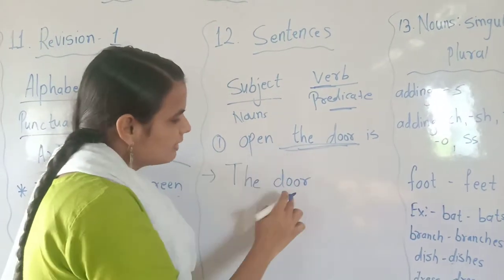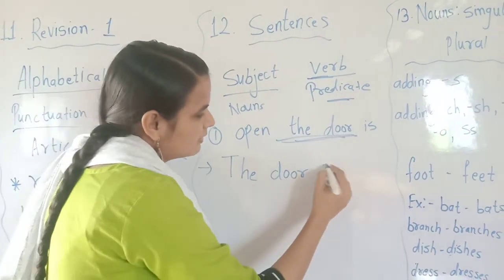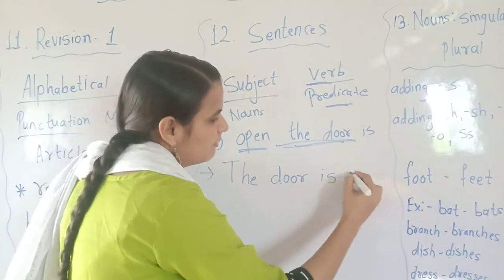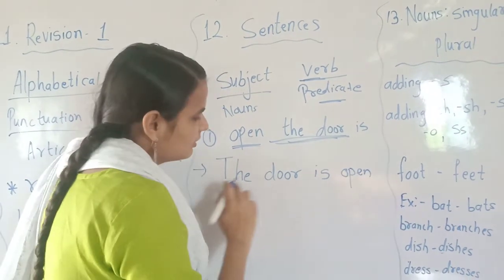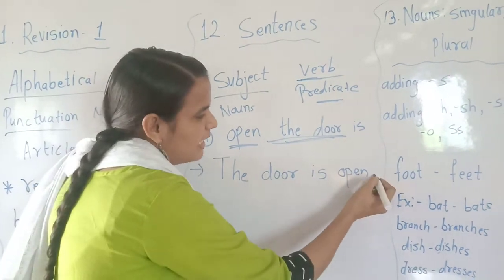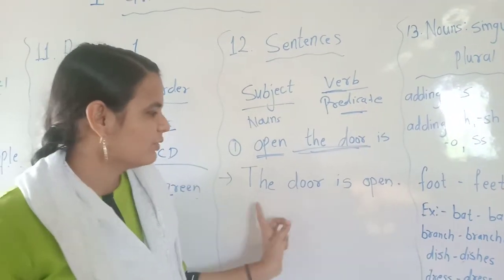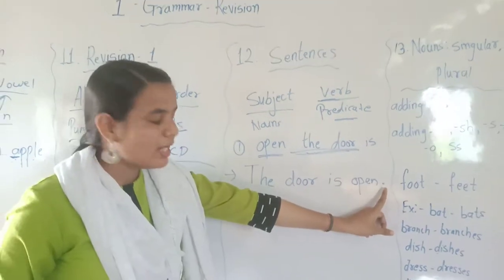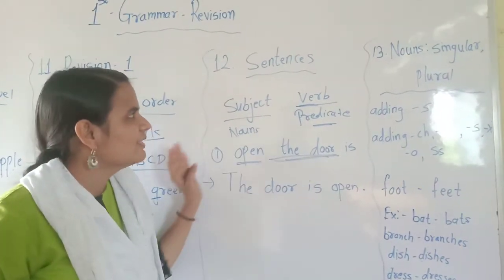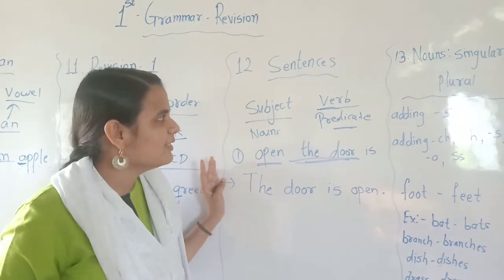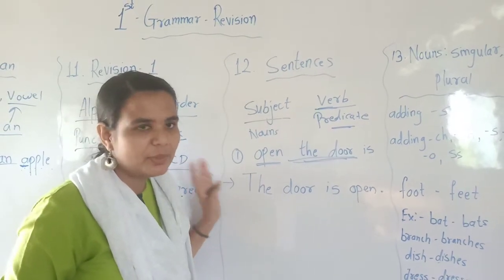See, our subject came here. Remaining is open, which is a verb. So I will write it here at the last. So, the door is open. And after finishing a sentence, what do you have to add? A punctuation mark. So it is a simple sentence. So I am adding here a full stop. So this is how you can make sentences, and this is your lesson number 12, sentences.